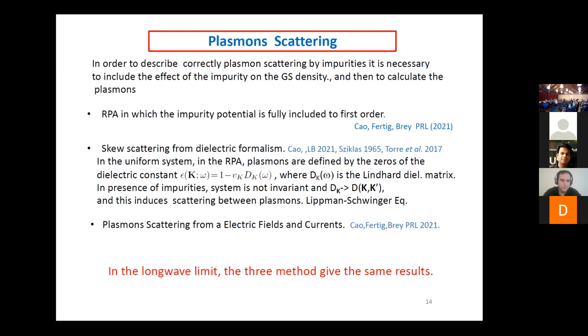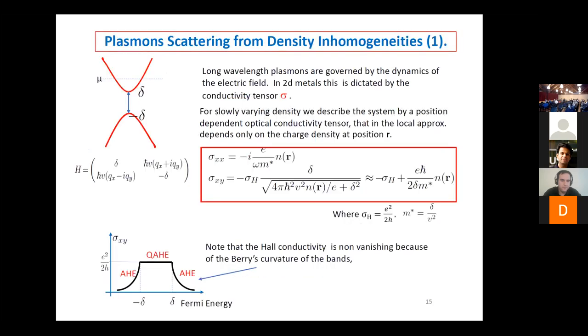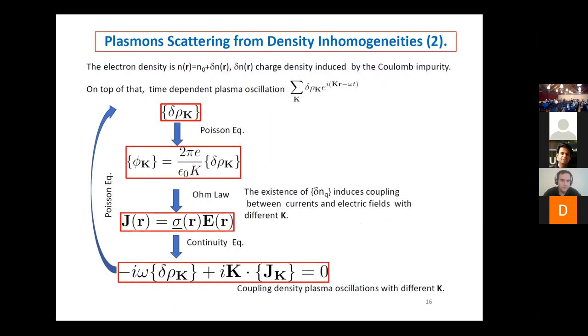This is interesting. We also describe that in this paper by Cao, but it's also a formalism which was obtained in 1965 by Sliklas, and I rediscovered it in 2017. And finally, the other possibility is just to obtain the plasmon scattering using electric fields and currents in some kind of semi-classical calculation, which is the thing I'm going to explain in the next transparency. The idea is, how much time do I have? Nothing? Okay, so I'm just going to say the result.